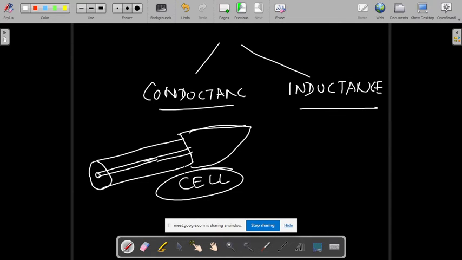Okay, so when you insert this into your liquid, it will be plugged in and you will apply a potential. When you apply a potential, automatically due to the movement of the ions, it will constitute a current. That current you will be measuring. That is the normal conductance method.